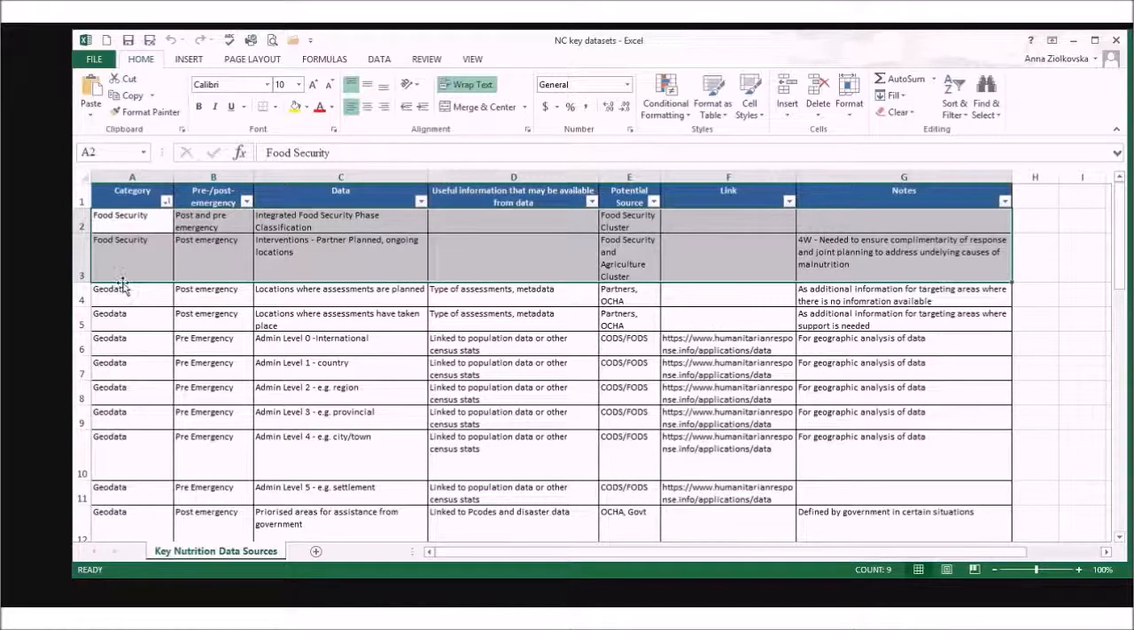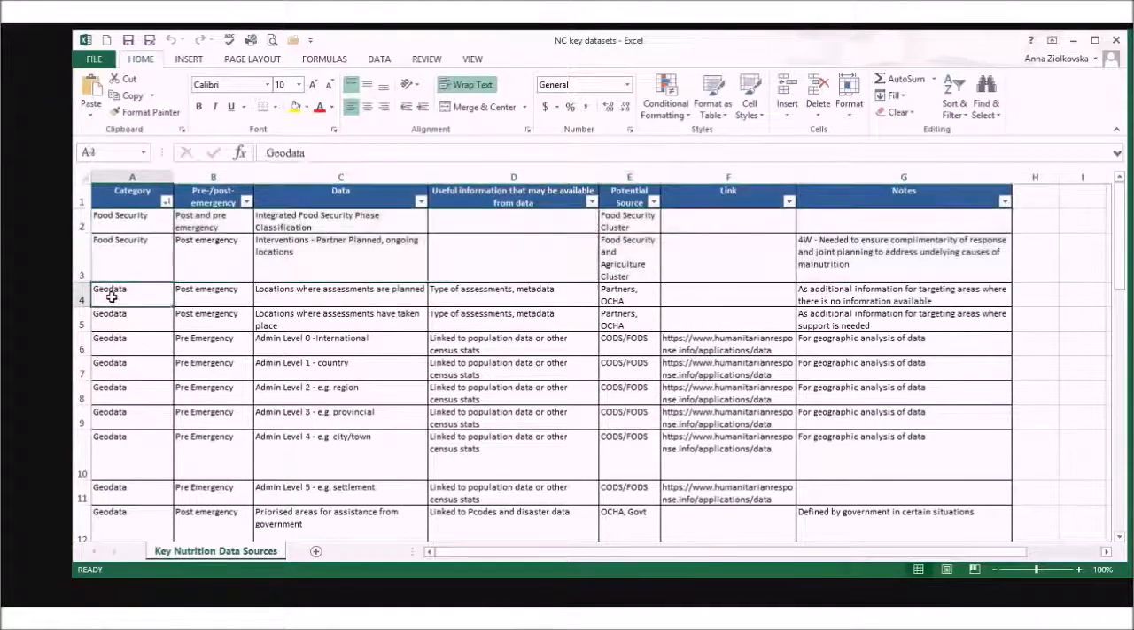The second food security dataset is the interventions they are conducting, which is basically the 4W, which you should be able to get from the food security and agriculture cluster IMO. I guess I don't need to discuss why each of those datasets is important, but if you have any questions later on the importance of a dataset, please let me know, I will answer.